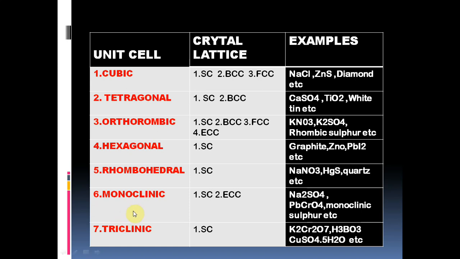The sixth, monoclinic. Monoclinic can exist in the simple crystal lattice as well as the end-centered crystal lattice. Some examples in this category are sodium sulfate, lead chromate, monoclinic sulfur, etc. The final one is triclinic. In the triclinic category we have only the simple crystal lattice, and the examples are potassium dichromate, boric acid, copper sulfate pentahydrate, etc. So this is the idea about the unit cell, crystal lattice as well as lattice point.